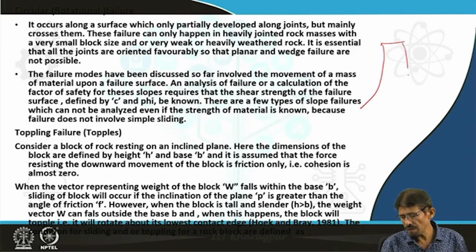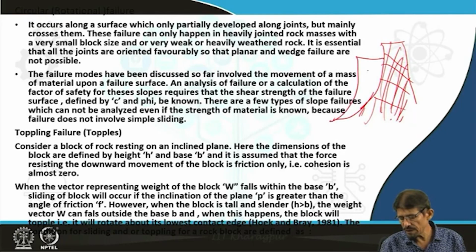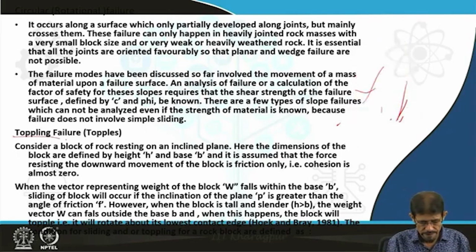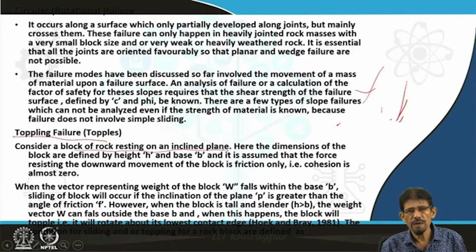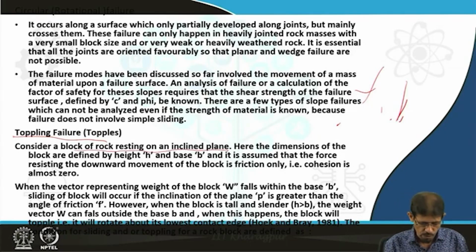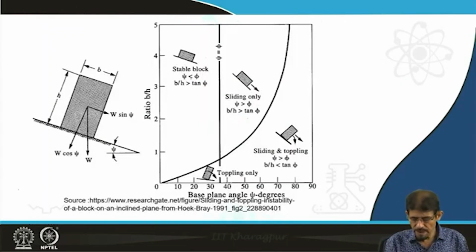In case of rock strata, it is dominated in highly fractured rock mass or highly fractured ground, where the strata start behaving like soil. And toppling failure, as we already discussed, considers a block of rock resting on an inclined plane, and in layered and traverse rock we have toppling failure. Some examples we have here.